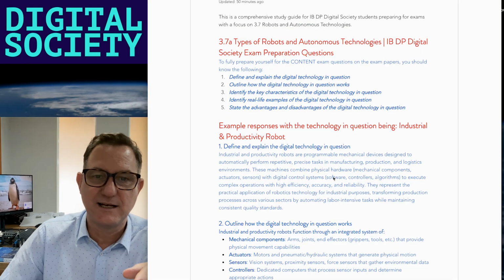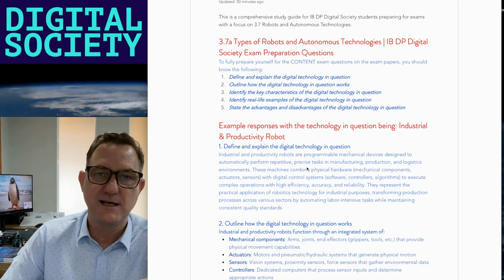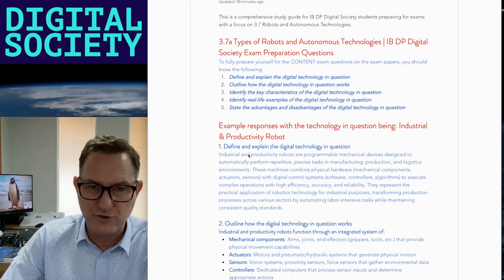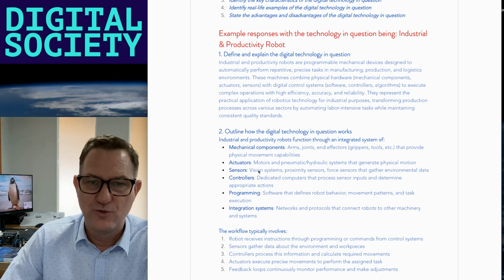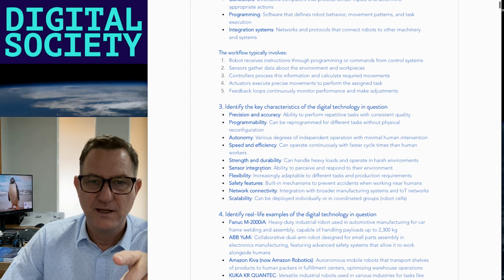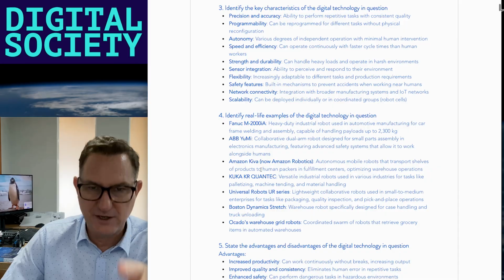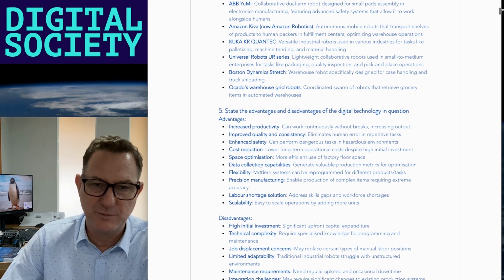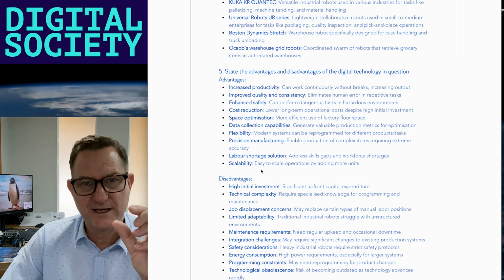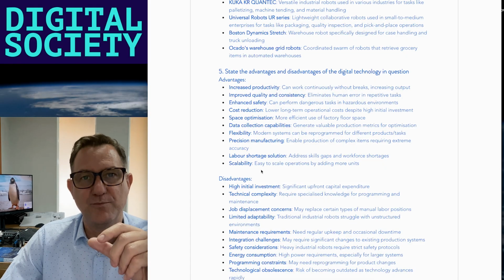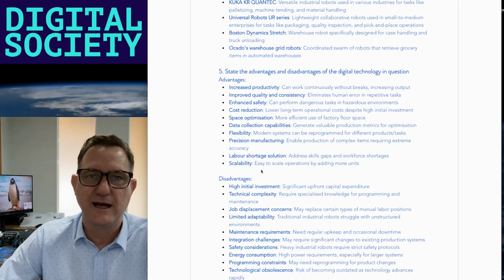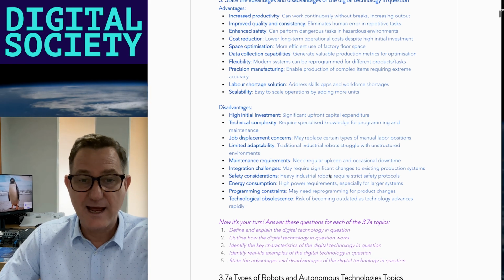So that is basically what I did as an example for the first one here. So here is the definition and an explanation. Here is an outline of how this technology actually works. Here are the key characteristics. Here are some real life examples, and here are some advantages and disadvantages of that technology. So if you're able to go through the key term and cover those 5 areas, you're going to be well prepared for your IB exams.